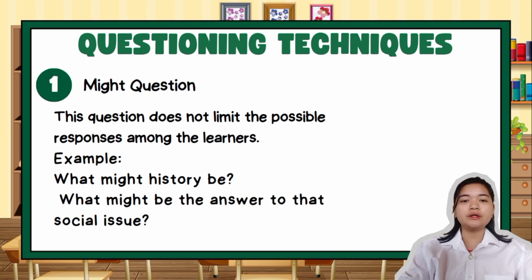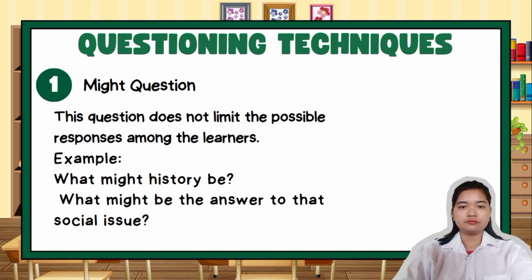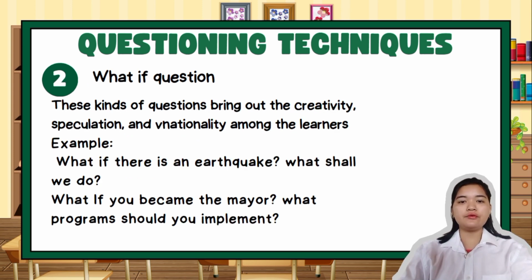Dito pumapasok yung pag-reason out ng mga student o mas pinapalawak nila yung kanilang mga sagot o kanilang mga sariling opinion. Parang walang maling sagot dito. Kailangan lang is malawak na explanation. Ang mga example dito is what might this history be and what might be the answer to that social issue. That's the number 1, might question. The next one is what if question.